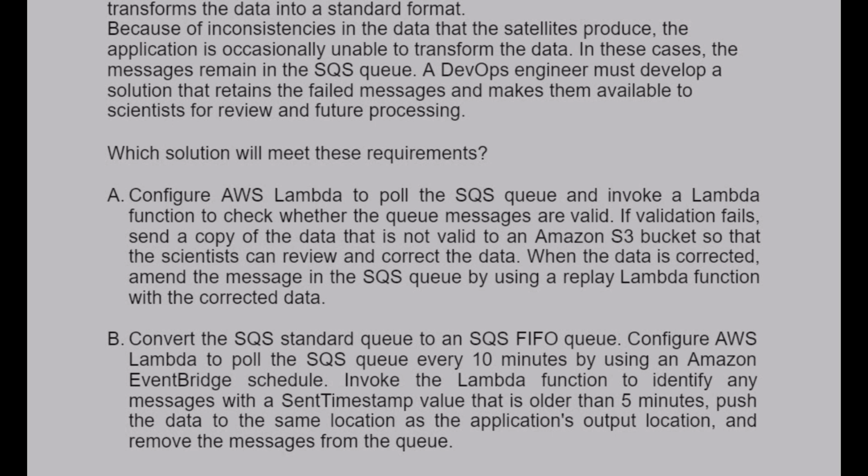Option B, convert the SQS standard queue to an SQS FIFO queue. Configure AWS Lambda to poll the SQS queue every 10 minutes by using an Amazon EventBridge schedule. Invoke the Lambda function to identify any messages with a sent timestamp value that is older than 5 minutes. Push the data to the same location as the application's output location and remove the messages from the queue.